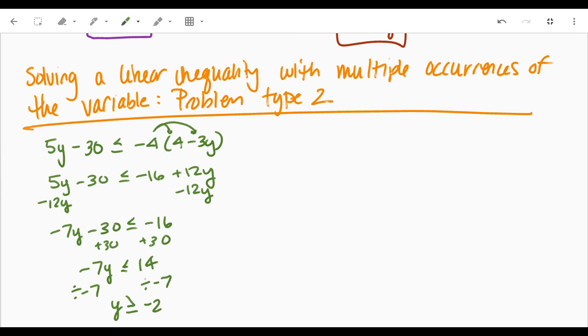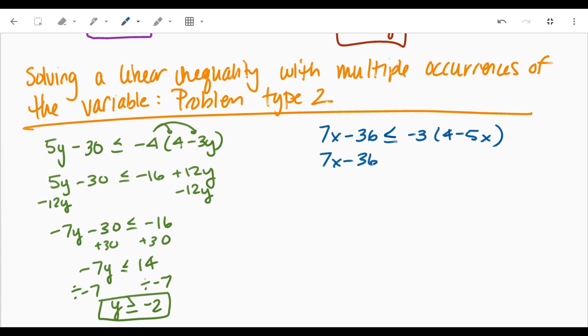There you go. Okay, let me get you another one here. We are cruising. These should all be pretty straightforward, I hope, for you guys. 7x minus 36 less than or equal to negative 3 times 4 minus 5x. Okay, so again, if I could divide everything by 3 or negative 3, I would, but 7 is not divisible by 3. So just distribute that negative 3 since we can't get rid of it.